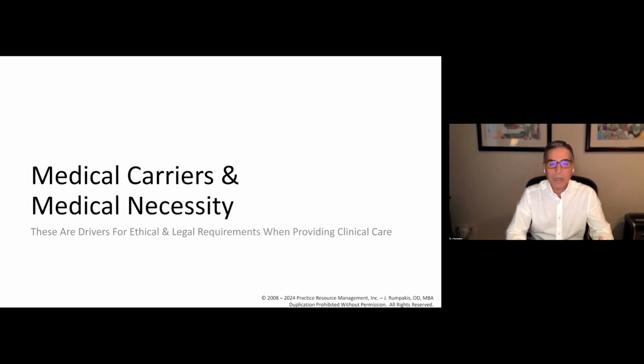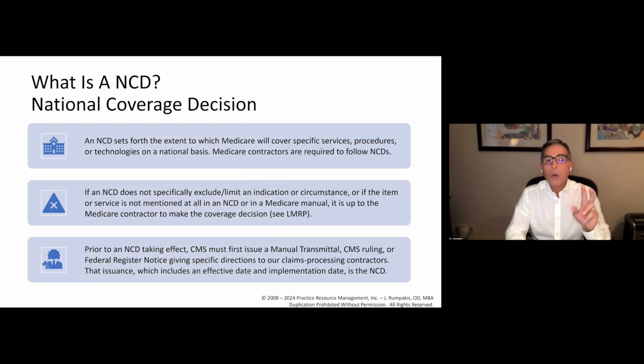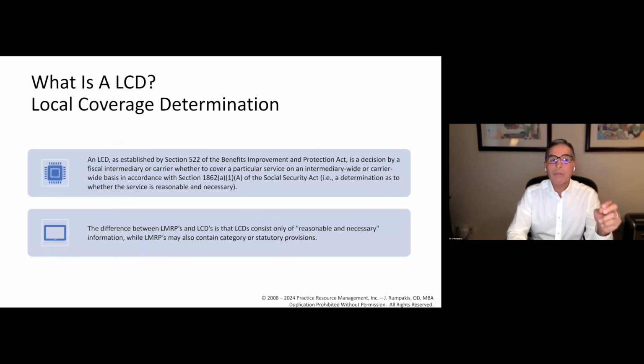Now, when it comes to medical carriers and medical necessity, medical carriers will establish that for you through two different methods. One is national coverage decisions that come through from CMS that apply across the entire country, or CMS will also have what we call a local coverage determination.